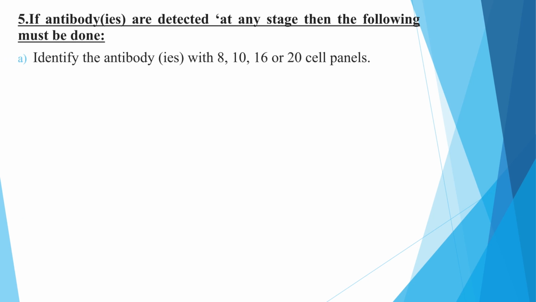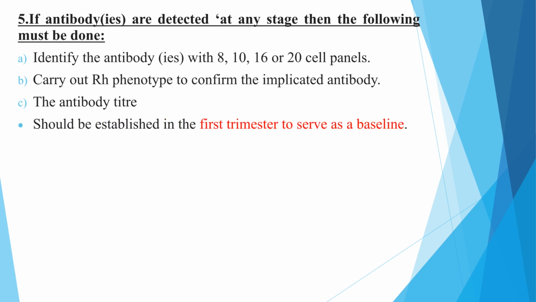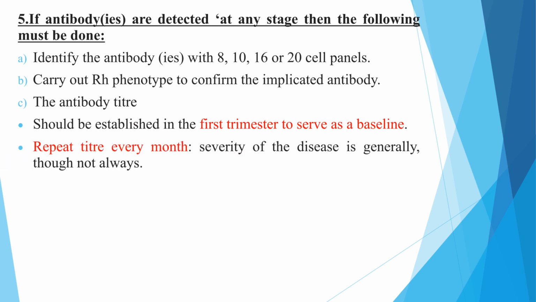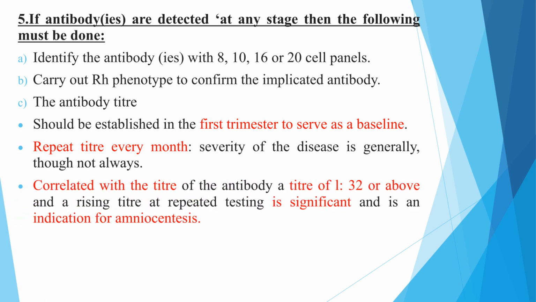5. If antibodies are detected at any stage, then the following must be done. A. Identify the antibodies with 8, 10, 16 or 20 cell panels. B. Carry out Rh phenotype to confirm the implicated antibody. C. The antibody titer should be established in the first trimester to serve as a baseline. Repeat titer every month. Severity of the disease is generally, though not always, correlated with the titer of the antibody.